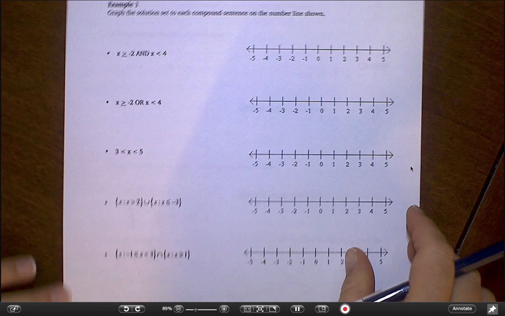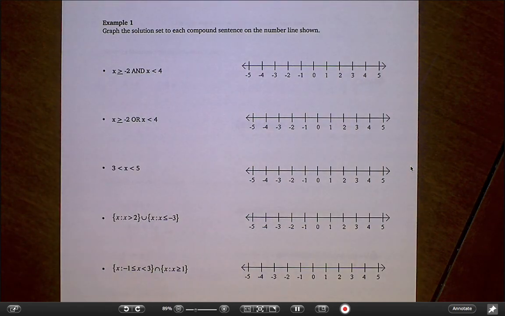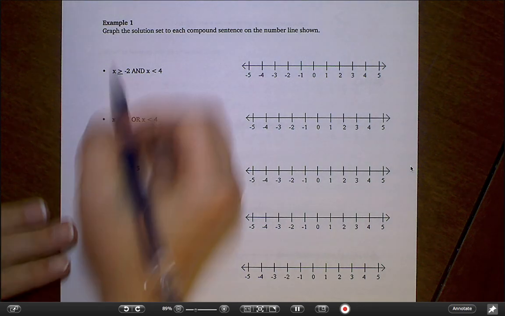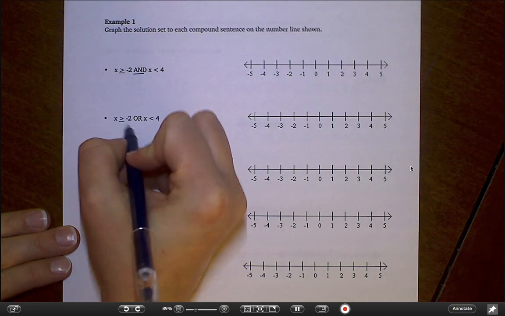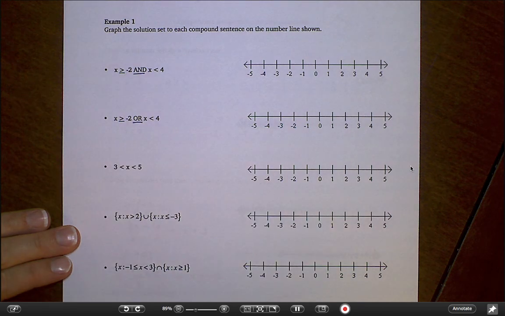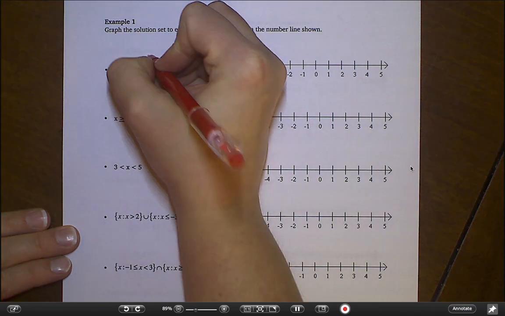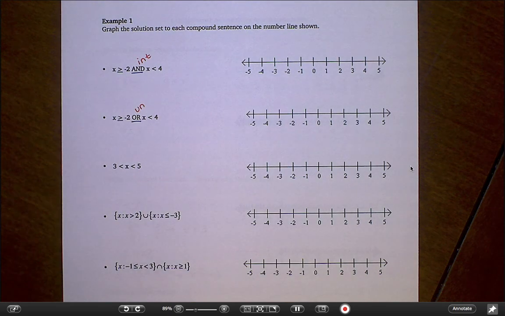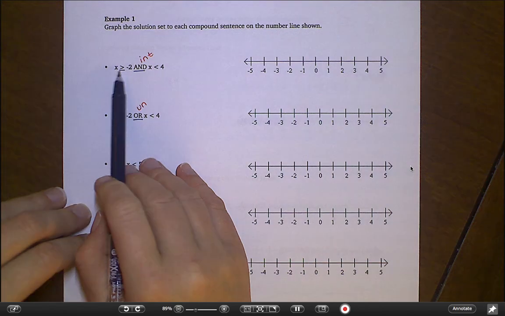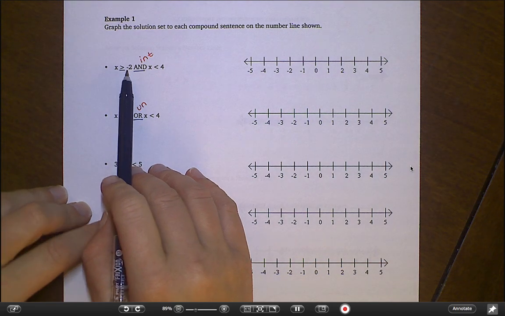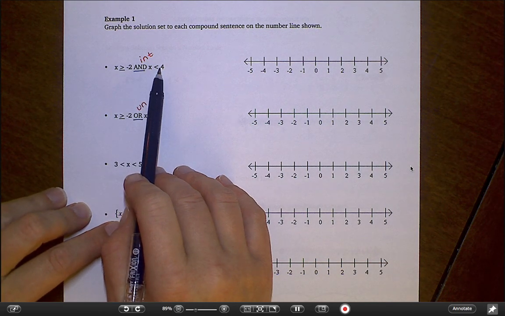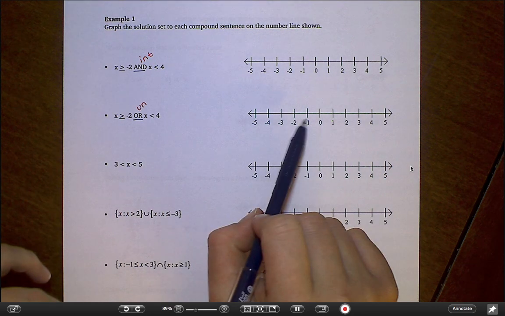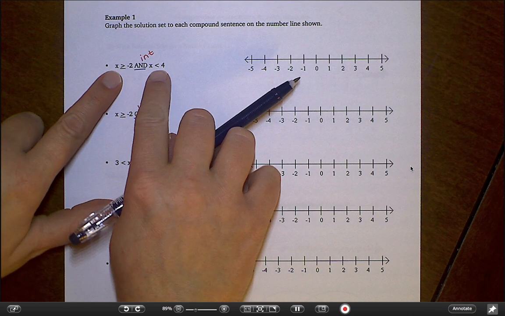So what we're working with now are inequalities with those union and intersection words to them, okay? So I want you to notice that this one uses the word and and this one uses the word or, which means that this one is an intersection. This one is a union. Okay? So when I'm trying to find all of the numbers that are greater than or equal to -2 and less than 4 at the same time, I can't just start shading things in on the number line because I have to make sure they fit in both groups.